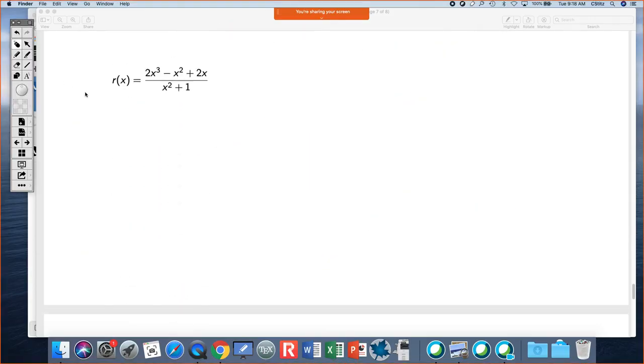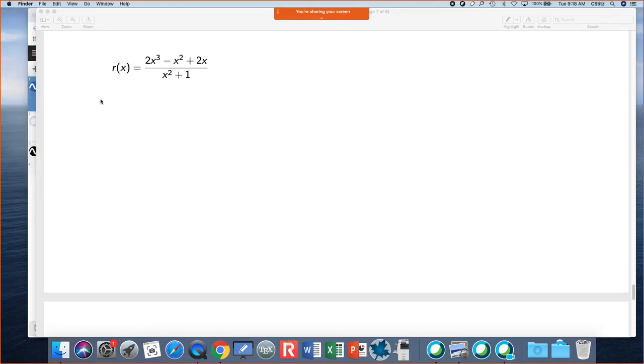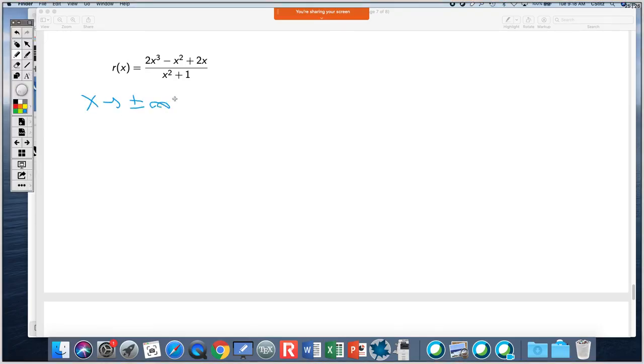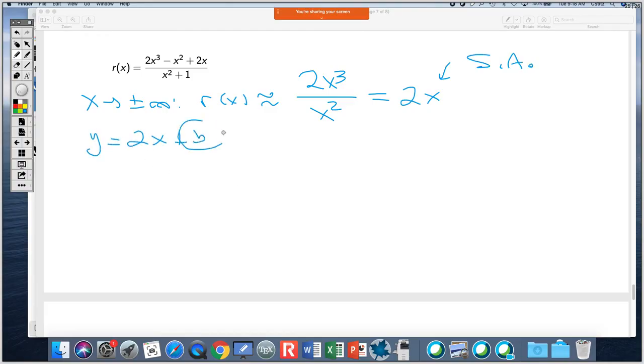And last but not least, let's take a look at r of x here. As x goes off to plus or minus infinity, let's look at what's happening with r of x. The leading term in the numerator is the 2x cubed. The leading term in the denominator is x squared. Well, that simplifies to a 2x. So we had exactly one more power of x in the numerator than denominator. This tells us we're going to have a slant asymptote. Now the slant asymptote will look like 2x plus b. The only way to get that b is to do the long division.